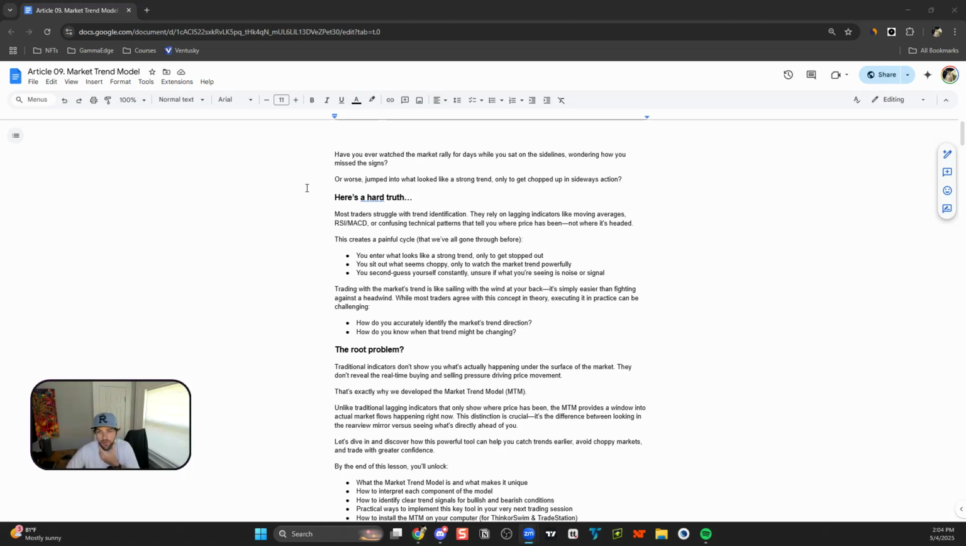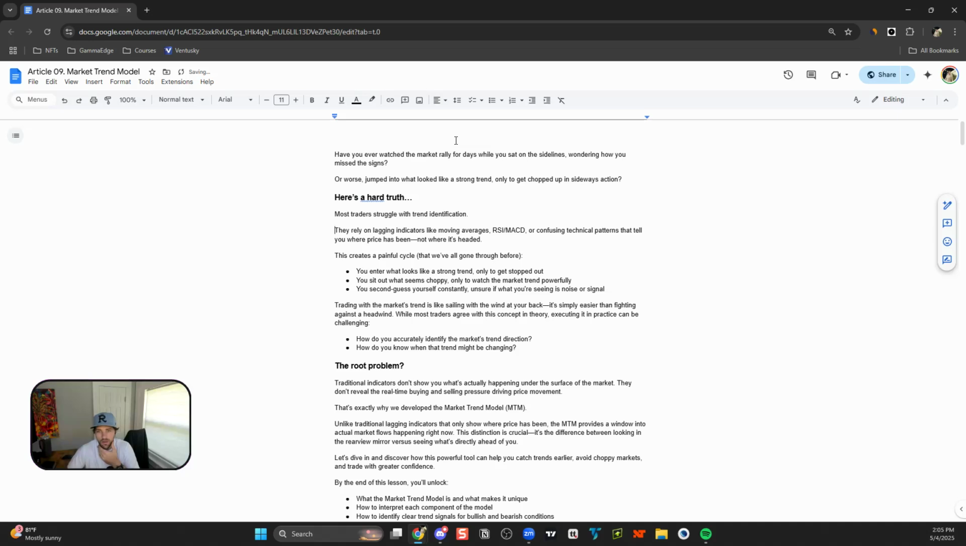Here's a hard truth. Most traders struggle with trend identification. They rely on lagging indicators like moving averages, RSI, MACD, or confusing technical patterns that tell you where price has been, not where it's headed. Right? And all this creates a painful cycle that we've all gone through before.